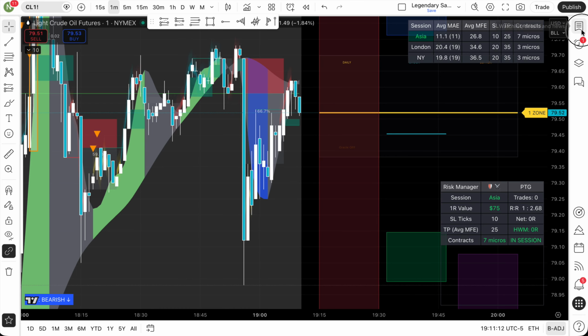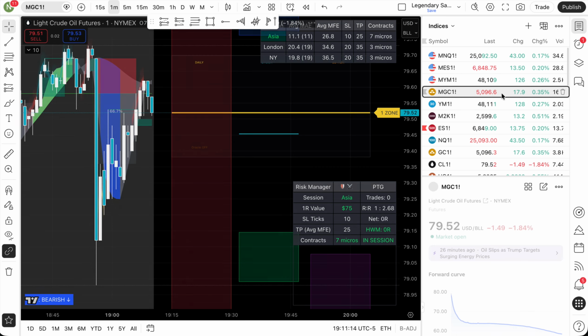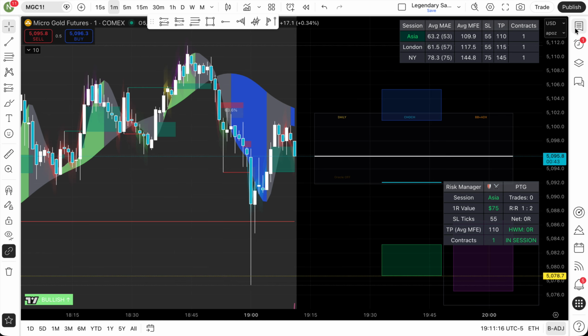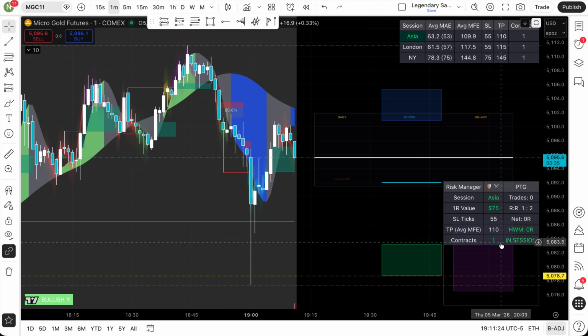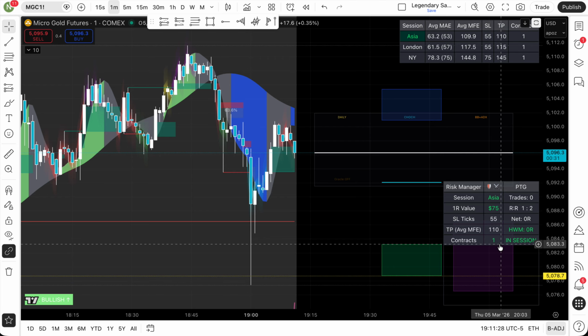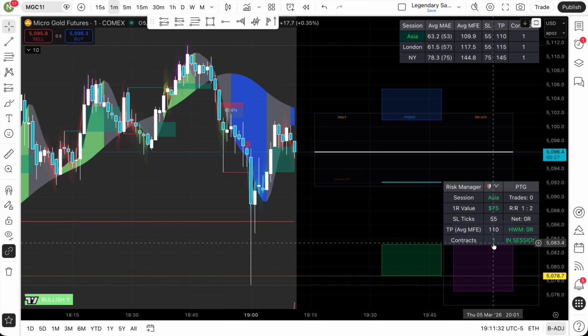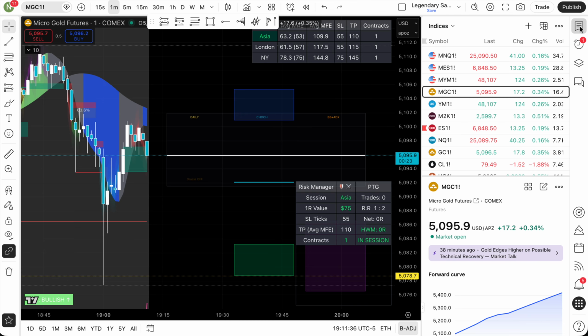Now, here's the thing. If you're on a micro chart and it tells you to trade micros, I thought gold would do it because gold has been doing it. If you're on a micro chart and it's telling you to trade micros, it means you can't afford to trade this instrument at all, because there's nothing smaller than one micro contract in these futures markets at the CME.